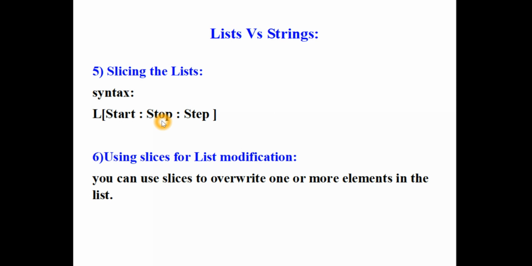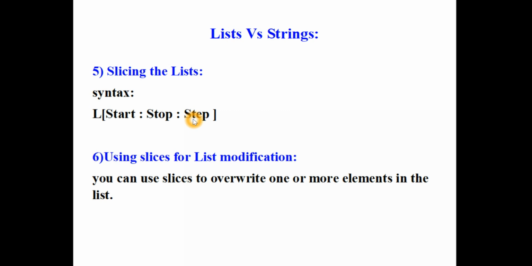Next there is a stop. The default stop value is the length of the string. It is an excluded one. The default step value is +1. So a positive number means forward indexing. A negative number means backward indexing.